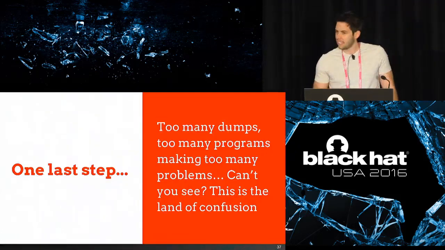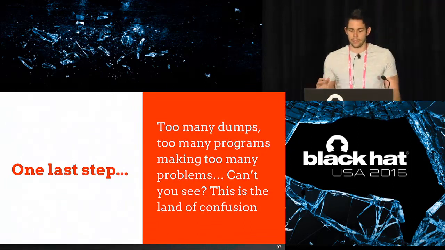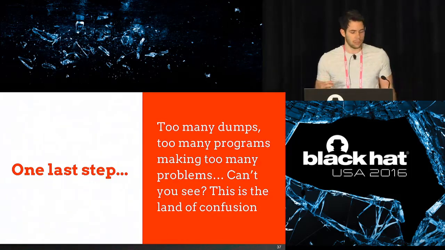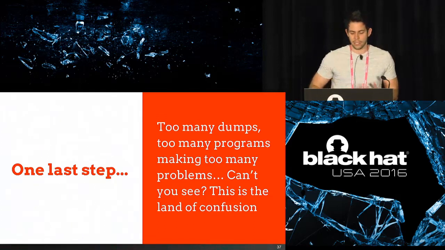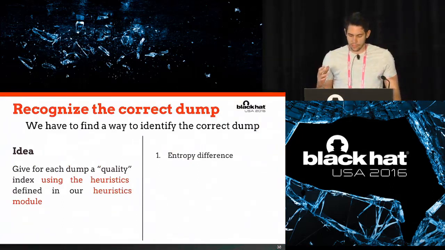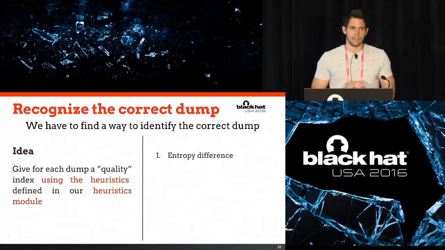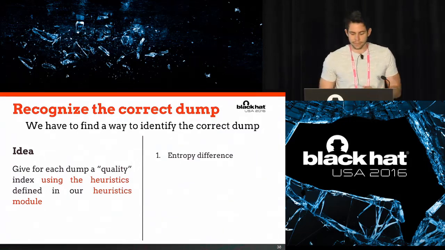As we have seen until now, our system produces a lot of dumps. So we need to find a way to identify the correct one in an automatic way. The basic idea we exploited is to give each dump a quality index through a series of heuristics. These heuristics are usually employed manually by malware analysts during their analysis.